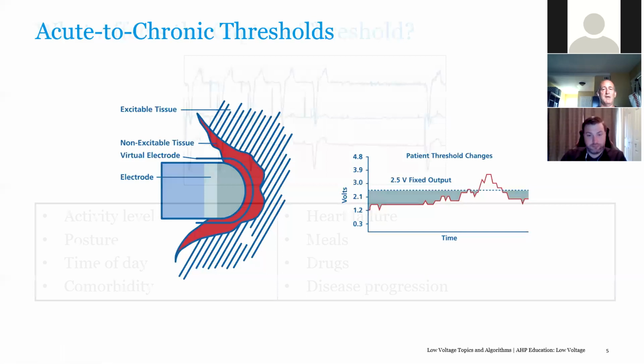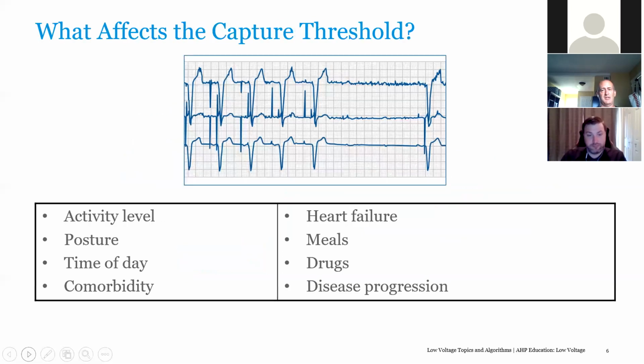So what affects capture thresholds? We talked a little bit about this. Activity level, posture, time of day, various comorbidities. Drugs have an extreme effect on thresholds. Disease progression, what you eat, your status of heart failure. All of these things combine to affect capture thresholds.